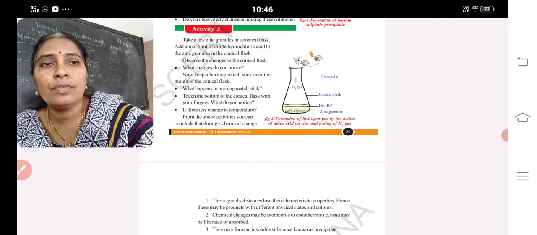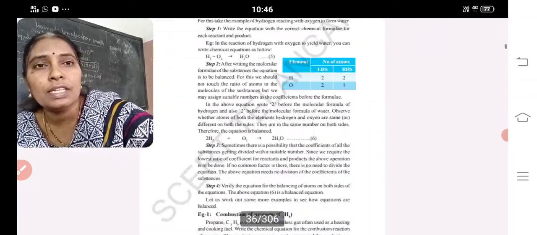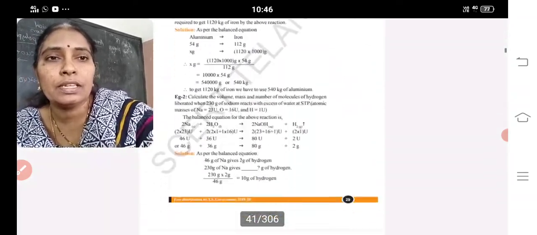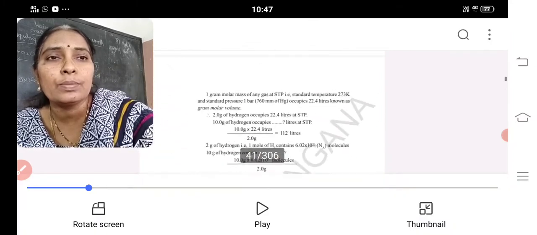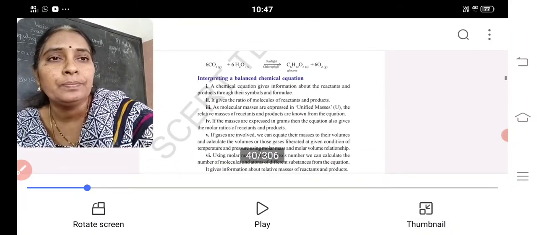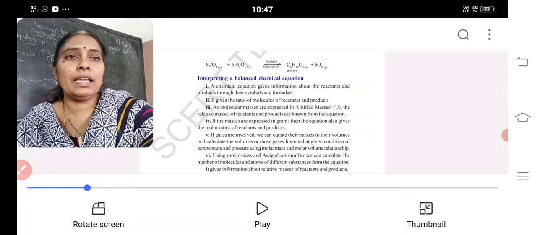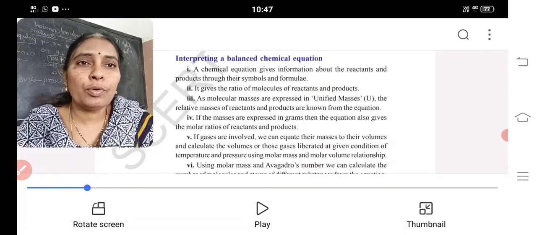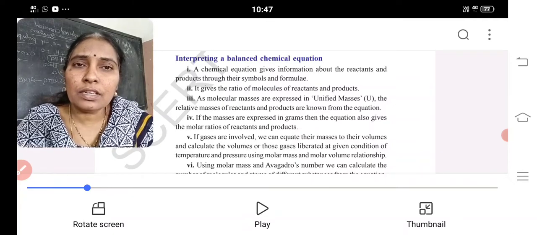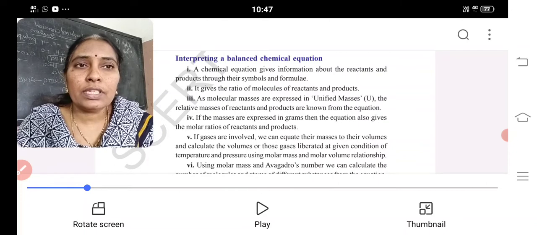And how will we interpret the chemical equation? The steps are given here, interpreting the chemical equation. That is also important for your 4 marks. Already I explained how to write that. Interpreting the balanced chemical equation: a chemical equation gives information about reactants and products. By seeing the equation, we can easily understand the reactants and products. It gives the ratio of molecules of reactants and products.